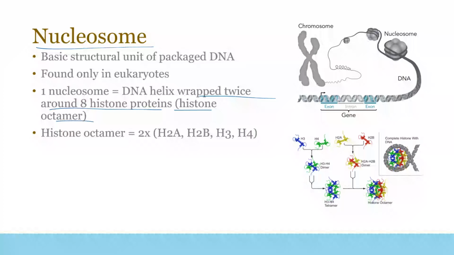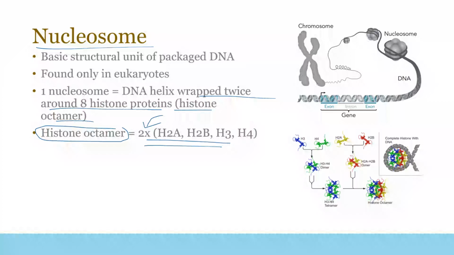Now these 8 histone proteins are really 4 different proteins duplicated. So a histone octamer is equal to 2 times 4 histone proteins. And these 4 histone proteins are H2A, H2B, histone 3, and histone 4. And you can take a look at the picture down to the right where it shows histone 3, 4, histone 2A, and 2B all binding together.